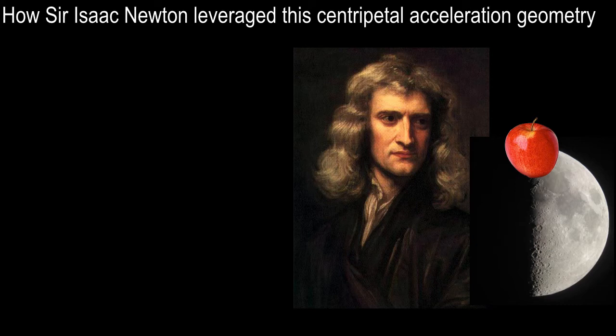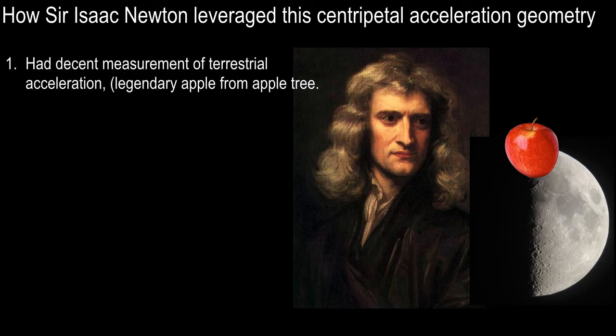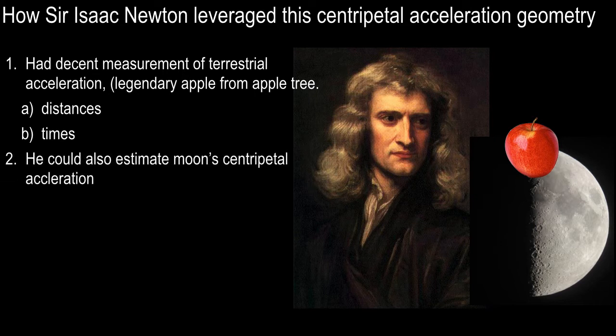The master stroke of Sir Isaac Newton is his law of universal gravitation. Now, at the time, he had decent measurements for terrestrial acceleration, in other words, the legendary apple from the apple tree. Using distances and times, they probably would have used inches and seconds. I think it's 32 feet per second squared. But what we would say is it's 9.8 meters per second squared.